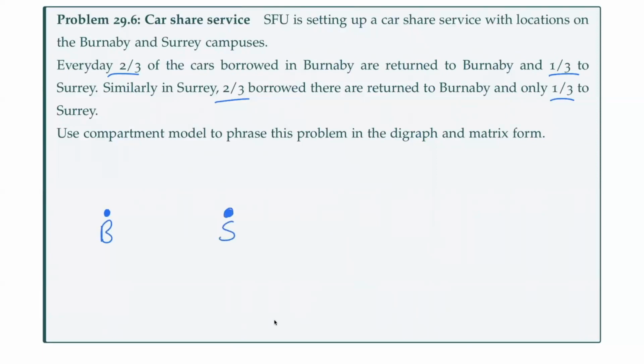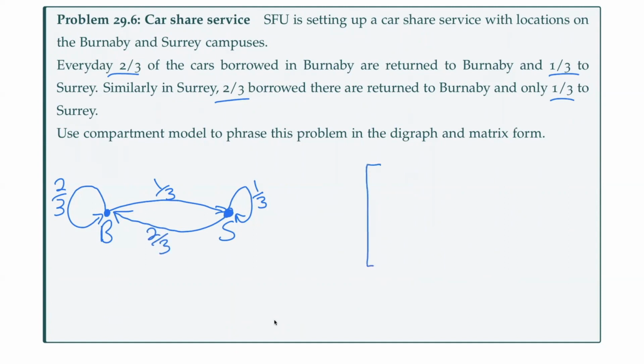So how do we encode this information? Well, B is for Burnaby, S for Surrey. 2/3 of the cars that start in Burnaby go back to Burnaby, so there is a loop going from B to B, and it has weight 2/3. 1/3 of the cars that start in Surrey get returned to Surrey, so we have a weight of 1/3 here. And then 1/3 of the cars that start off in Burnaby go to Surrey, and 2/3 of the cars that start in Surrey go to Burnaby. So that's our digraph.